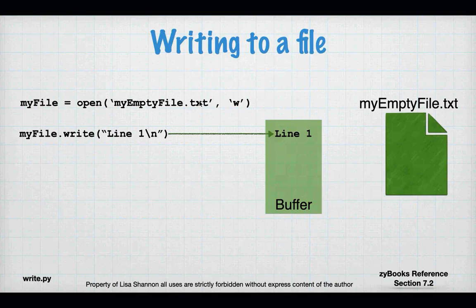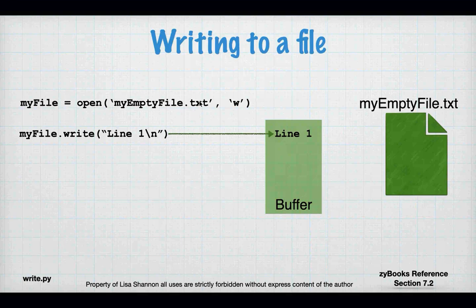Every file operation goes through a buffer. Even the read ones do, but unless you're dealing with really, really big files, you don't have to worry about the buffer size. With writing, it's a little different, and it's not based on size, because if I don't close this file or do something else to force that data out of the buffer, then what will happen is I'm going to lose the data and it's not going to go into my file.